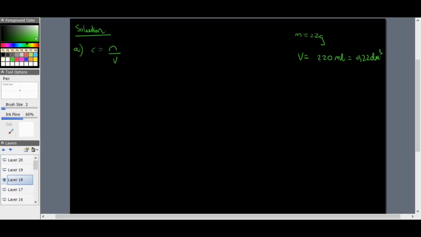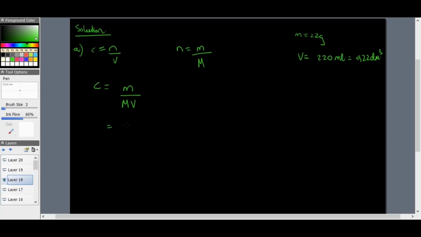So we have a slight little problem here which we can solve very easily. We know that C is equal to n over V, but n, the number of moles, is equal to the mass divided by the molar mass. We can merge these two formulae together to form a new concentration formula, which is C is equal to m divided by molar mass times the volume. So we can do 2 in 1.